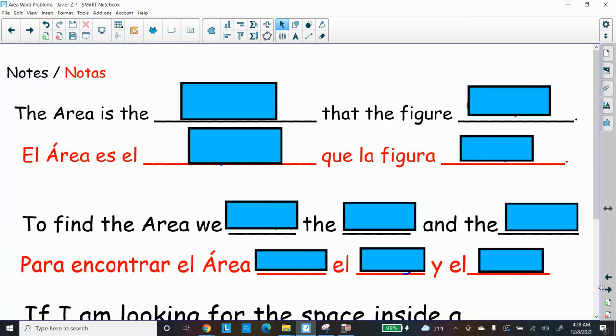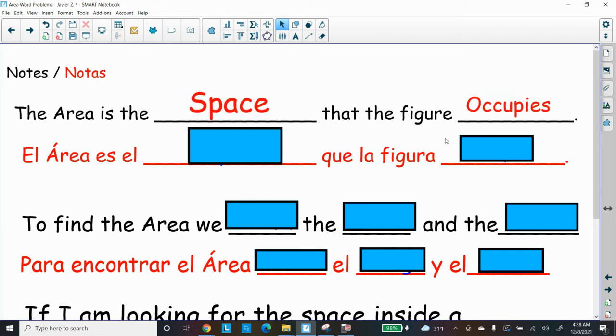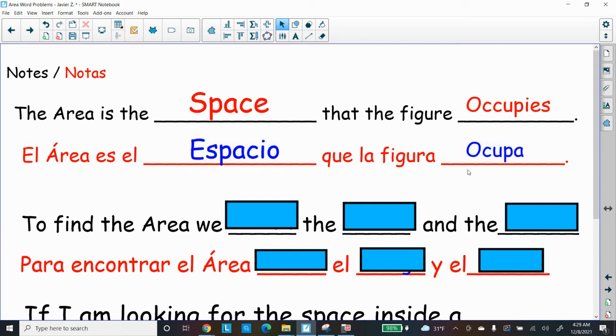All right, let's go over a few notes that we should know. Area is the space that a figure occupies. So it's the space inside of a figure, and that space, by the way, is two-dimensional. It has 2 dimensions, a length and width. And for my Espanol, espacio ocupa.